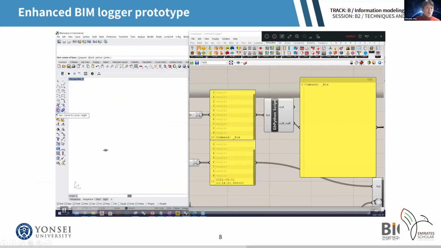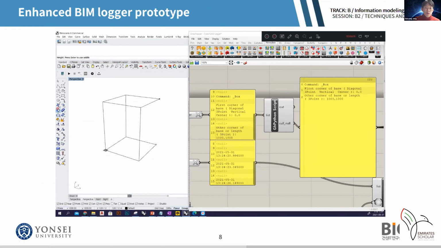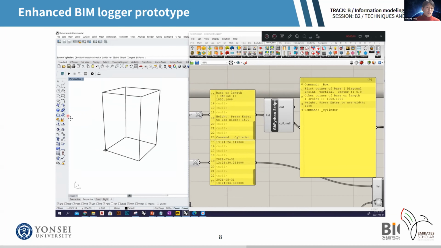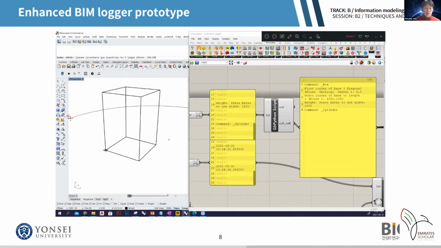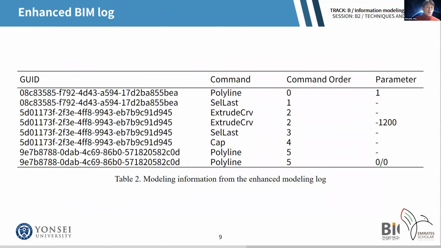This is a video of the BIM logger, showing how it works. And as shown in the video, the logger records the modeling command, parameters, and object ID in real time. The recorded data are cleaned and saved in the format of comma-separated values. This table shows the modeling information of the enhanced BIM log. In the enhanced BIM log, the geometric attributes of the modeled objects are included, and the objects affected by the event are specified by their globally unique identifier.